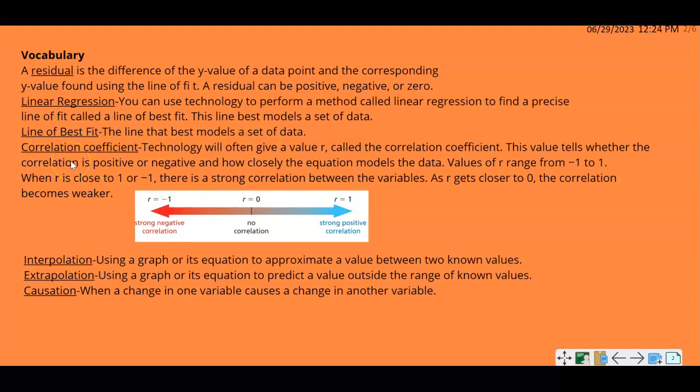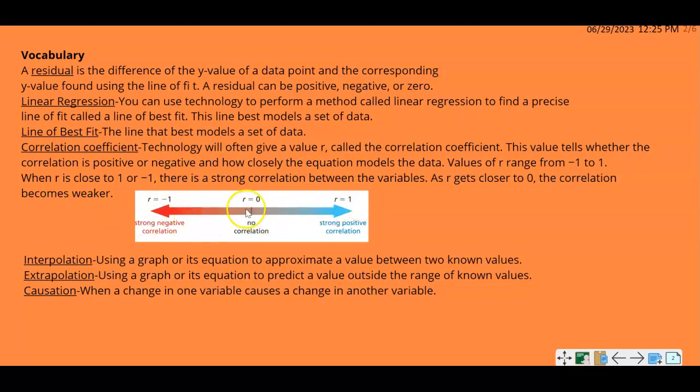Your correlation coefficient. So technology will often give you a value R called a correlation coefficient. This value tells whether the correlation is positive or negative and how closely the equation models the data. Values of R range from -1 to 1. When R is closer to 1 or -1, there is a strong correlation between the variables. As R gets closer to 0, the correlation becomes weaker.